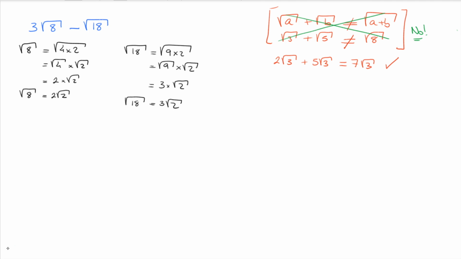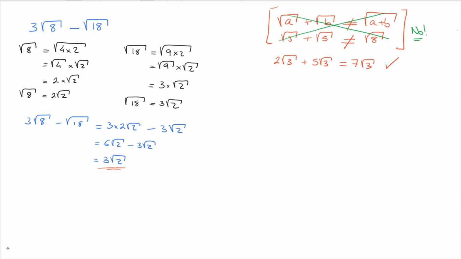Now that we've done the groundwork, we can go back to the initial expression we had to simplify. We can write 3 times the square root of 8 minus the square root of 18 is equal to 3 times 2 root 2 minus 3 times the square root of 2. That's equal to 6 root 2 minus 3 root 2. And finally, we can simplify further to write this equals 3 root 2. And we're done. We've just simplified this expression.